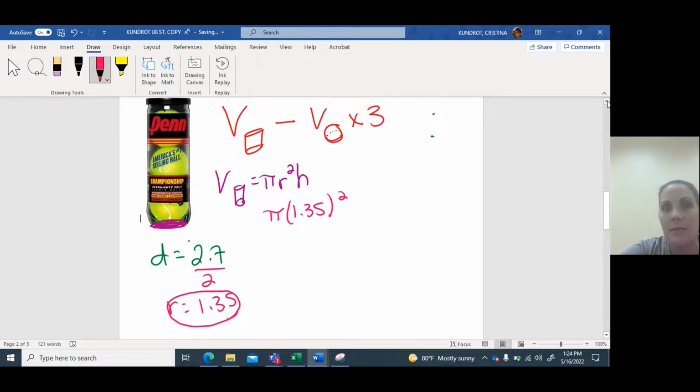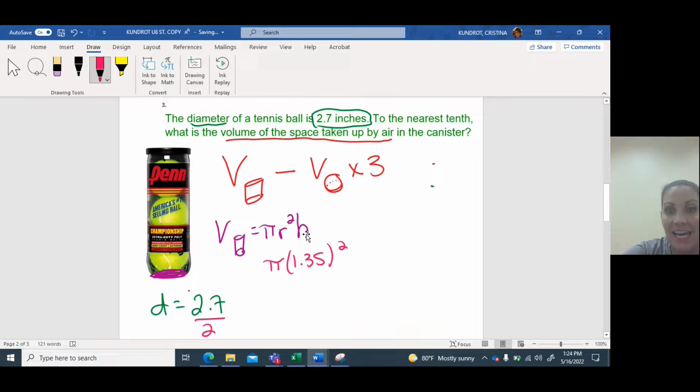Okay, we're almost there. Now what we need to do is find the height. I'm going to move this over just a little bit. There we go. Okay, the height of this thing. Well, they told us the diameter of a tennis ball is 2.7 inches. Now, if you think about what the diameter is, it is a special chord that is going to go right through the center of the circle from one end to the other. Kind of like that. That is the diameter. Guys, the diameter is the same thing as the height of the tennis ball.